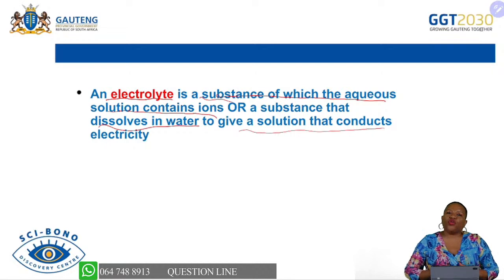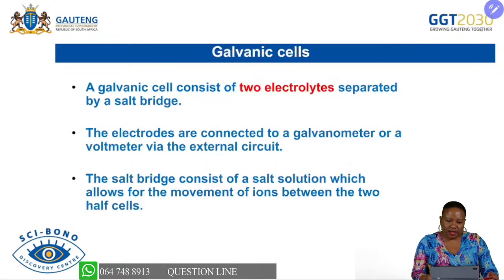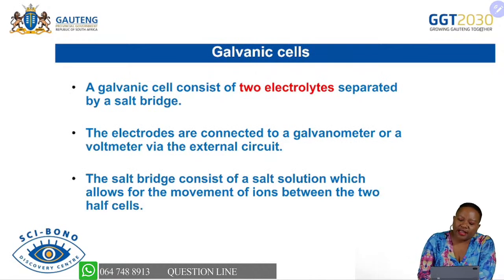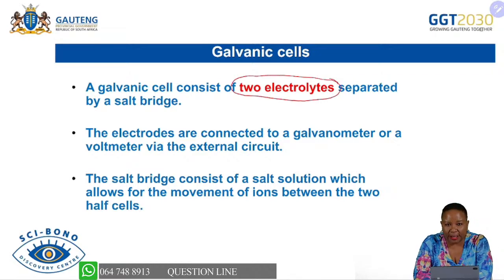So we need not confuse the words electrode and electrolyte. Electrode, we know, is a solid and it must conduct electrons. However, electrolyte is the solution that has ions that can conduct electricity. Now, how do we identify a galvanic cell? We identify a galvanic cell by using two electrolytes.